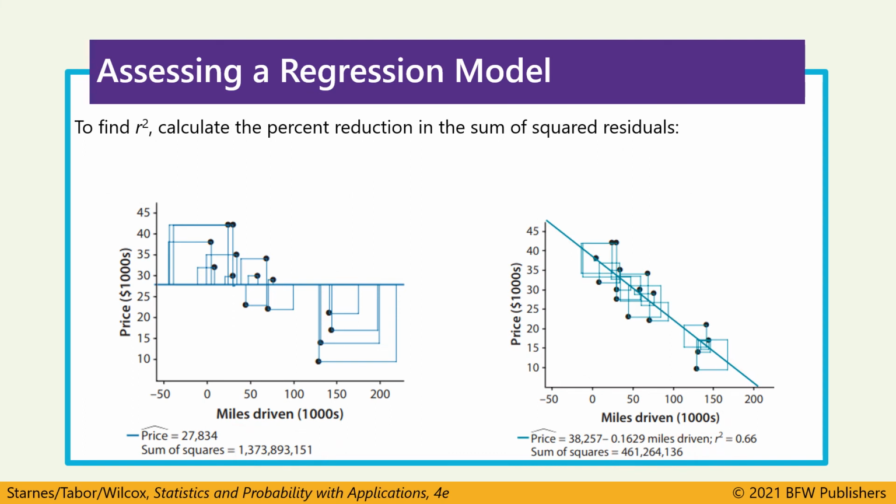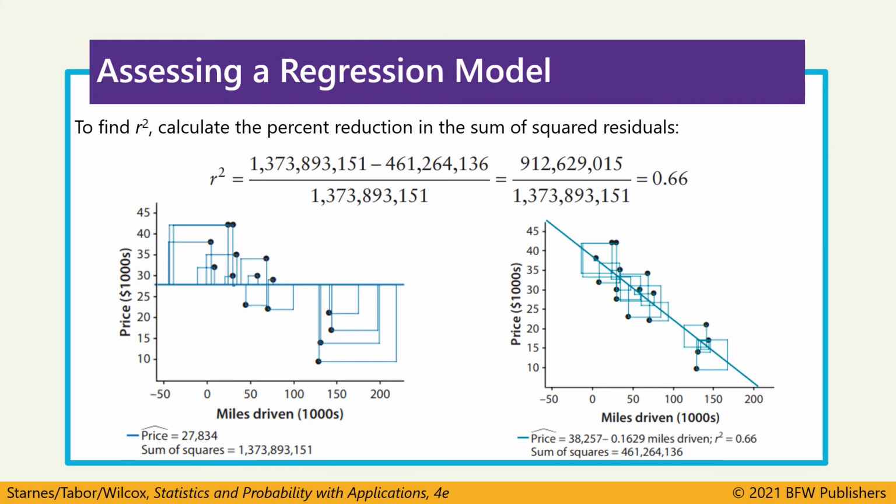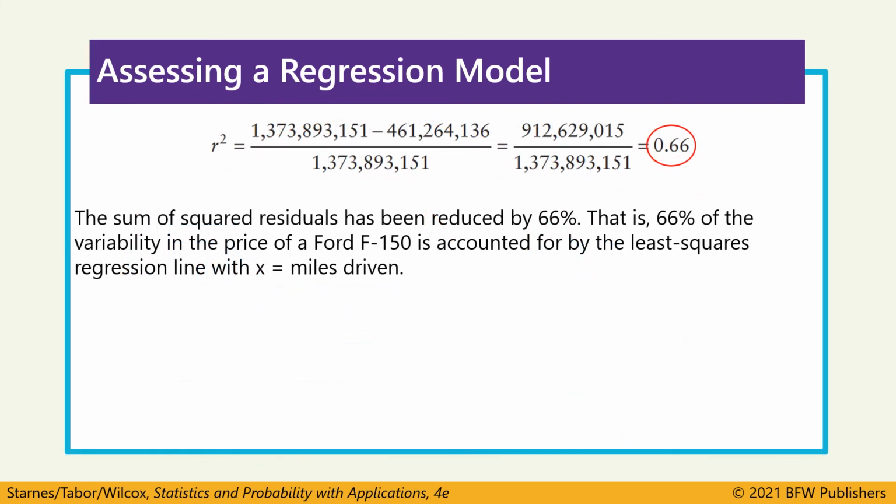The r squared is telling us how much did it improve as a percentage. Okay, so our difference decreased from 1.3 billion to 460 million. We always put it over that original larger number. We can see it decreased by 66%. So now, to put it into stat speak, the sum of squared residuals has been reduced by 66% when we were originally making our guesses based on an average, and we switched it to guesses based on how many miles have been driven.